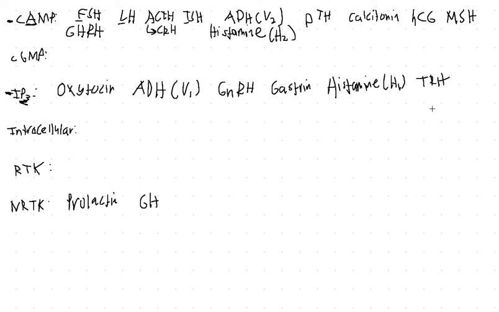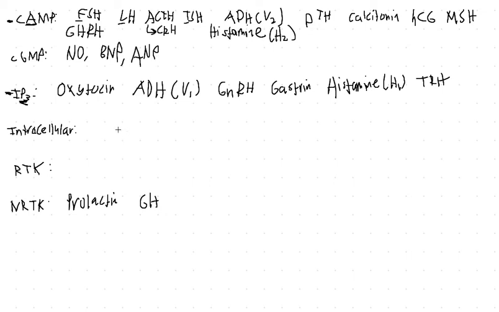Okay, let's jump over to cyclic GMP. These are pretty easy. Just think about what hormones cause your smooth muscle and your vessels to relax. Well, nitric oxide is obviously the first thing that comes to mind. And then you have to remember your two natriuretic peptides, the ones that are released from your heart when it's stretched and wants to get rid of salt and volume. So BNP and ANP will go up here. Okay.